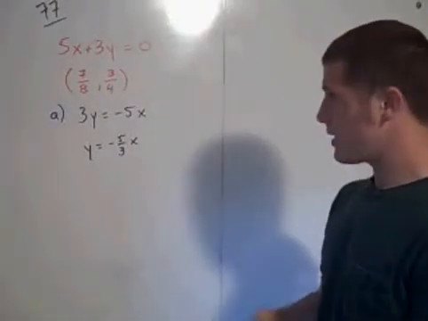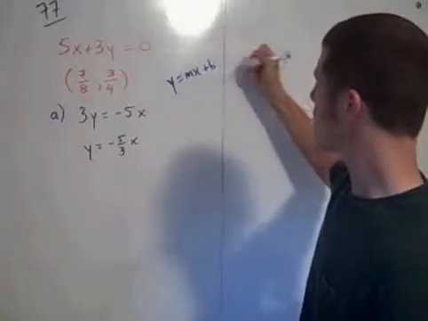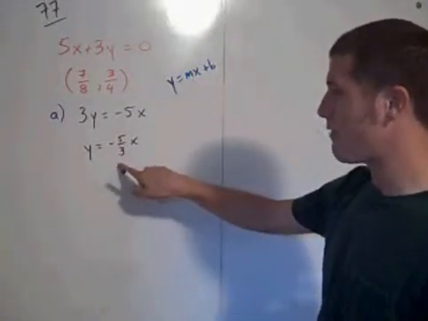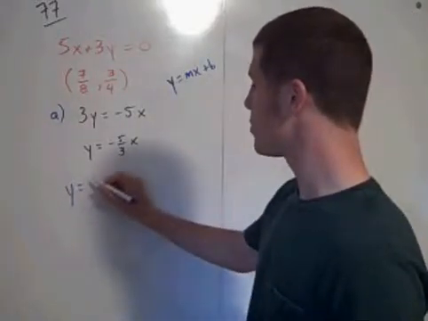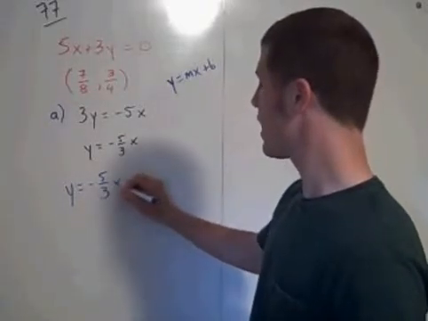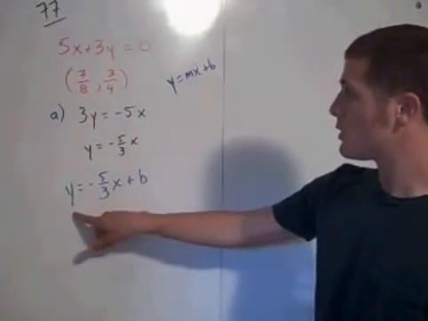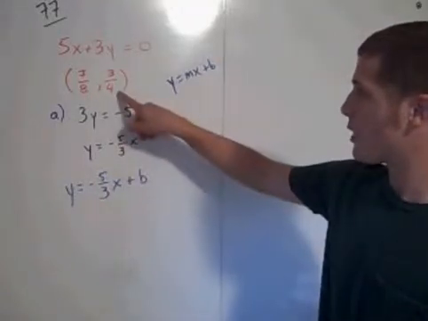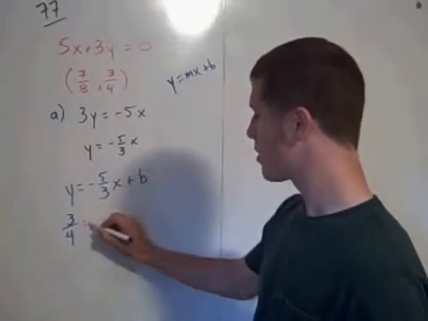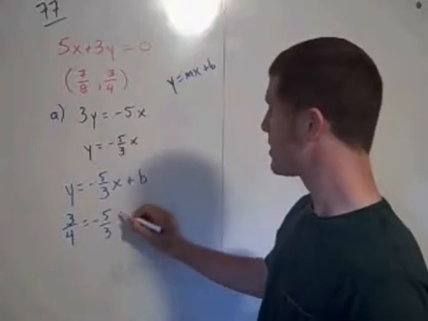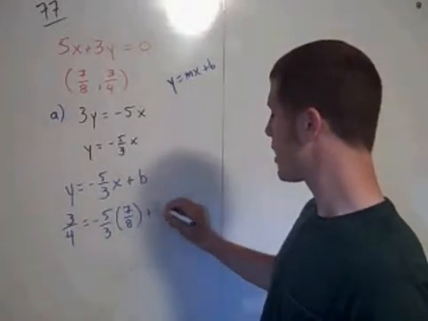So the setup is of the form y equals mx plus b, but you know your slope has to be negative 5/3. So you start with your slope. You have y equal to negative 5/3 x plus b. But you have an x value and you have a y value. So you plug in 7/8 for x, and you plug in 3/4 for y. So 3/4 is equal to negative 5/3, the slope, times x, which is 7/8, plus b, and then we're going to solve for b.